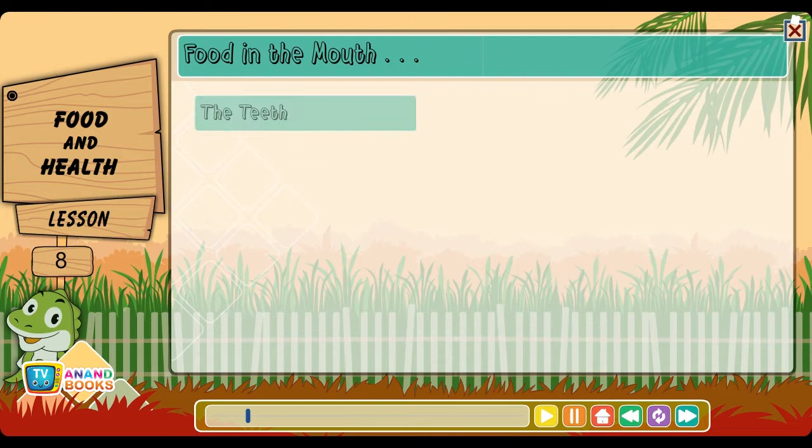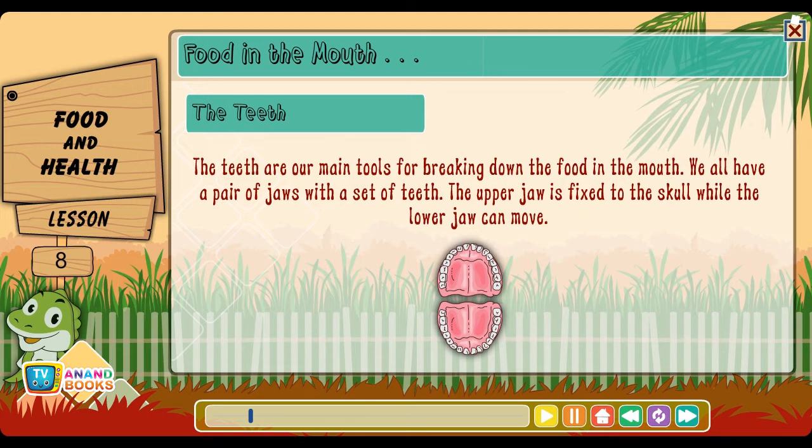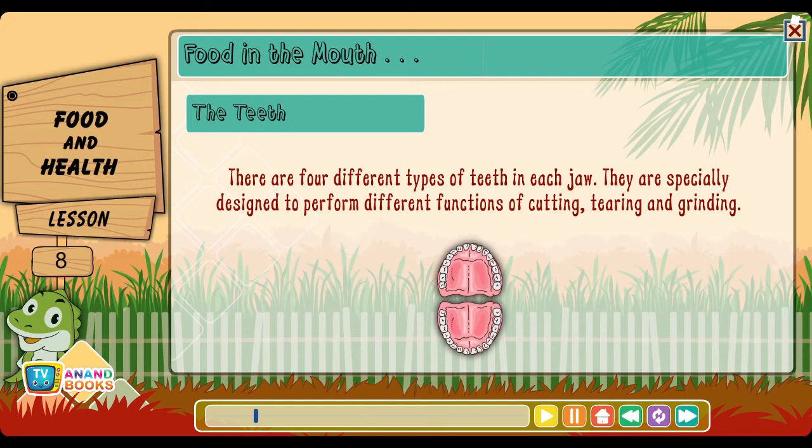The teeth are our main tools for breaking down the food in the mouth. We all have a pair of jaws with a set of teeth. The upper jaw is fixed to the skull, while the lower jaw can move. There are four different types of teeth in each jaw. They are specially designed to perform different functions of cutting, tearing, and grinding.